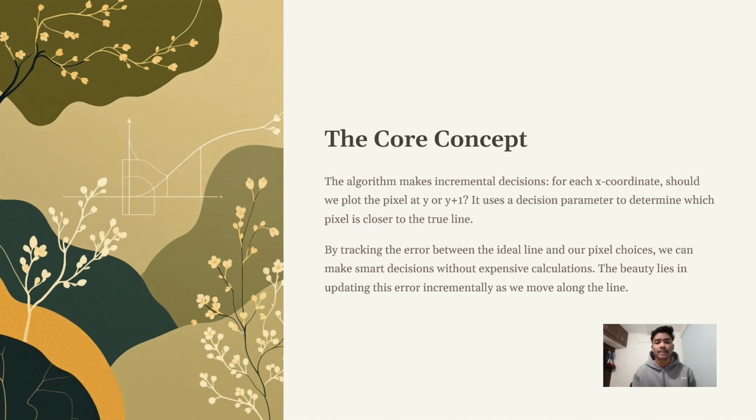The core idea is very simple. As we move from left to right across the screen, the algorithm repeatedly decides whether the next pixel should stay on the same row or move one step up. To make this decision, it keeps track of a value called the decision parameter, which measures how far our plotted pixel is from the ideal mathematical line. With each new pixel, this parameter is updated using a small calculation.